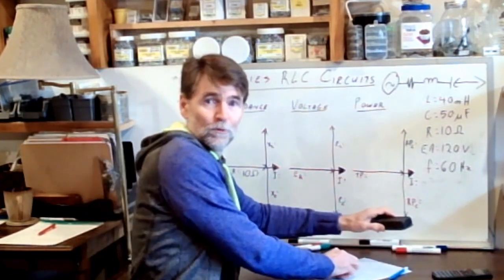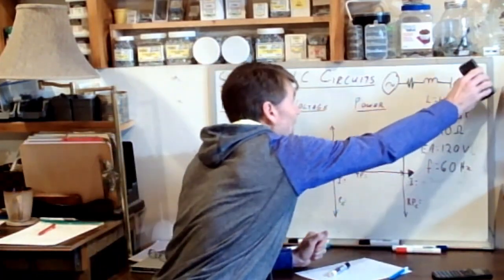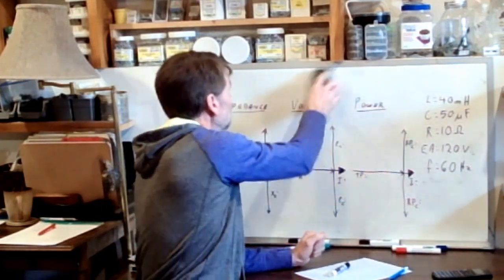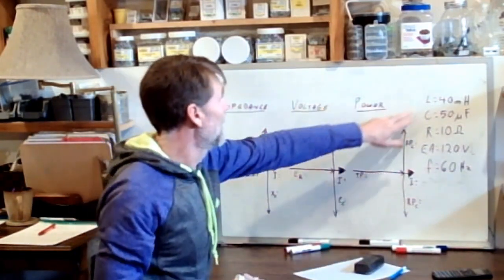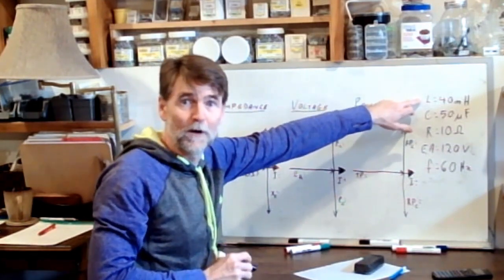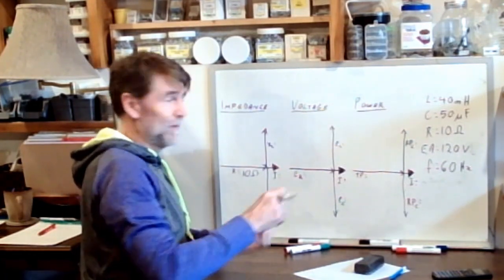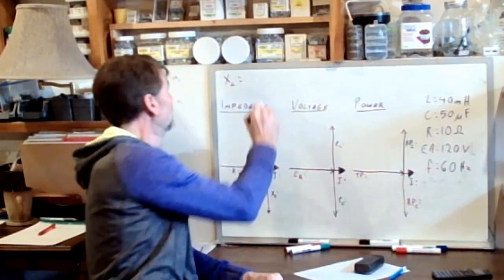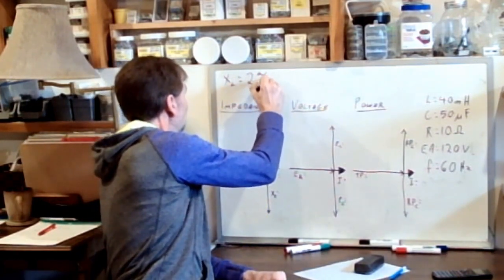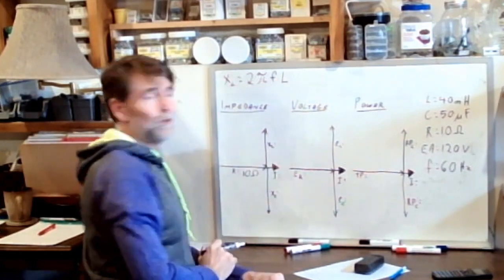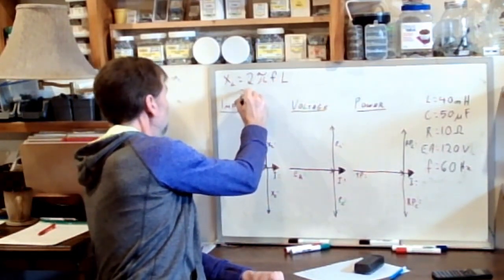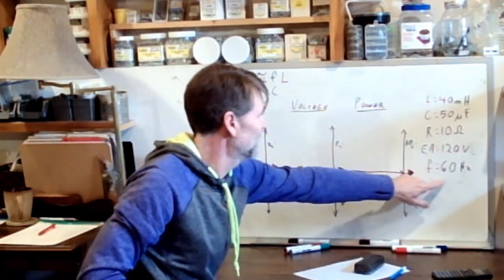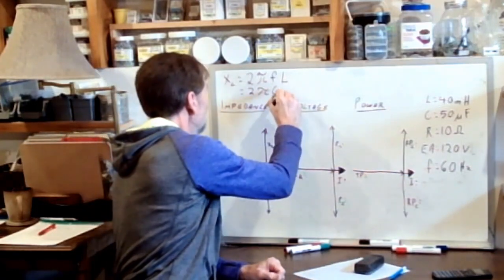So I haven't given myself a lot of room. I'm going to have to erase my title. Let's give ourselves a little bit of space to put this in here. So how do I calculate XL from L? Who can remember that equation? XL equals 2 pi FL, which equals 2 pi times, what is our value for F? Our frequency in this circuit is 60 hertz.